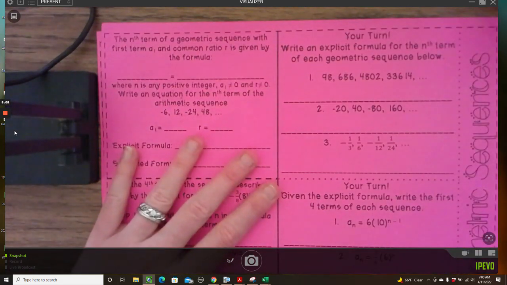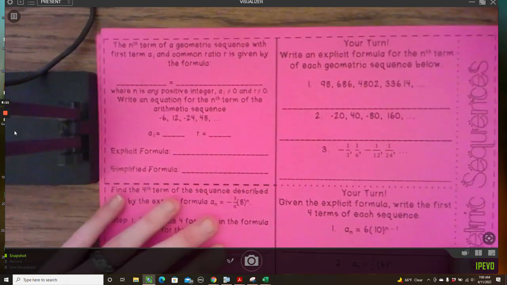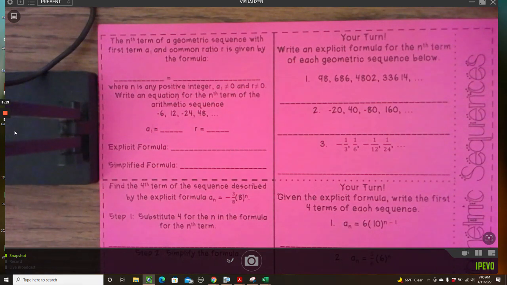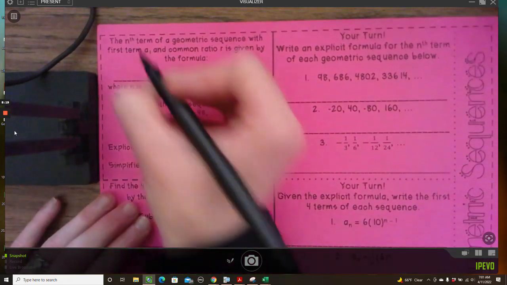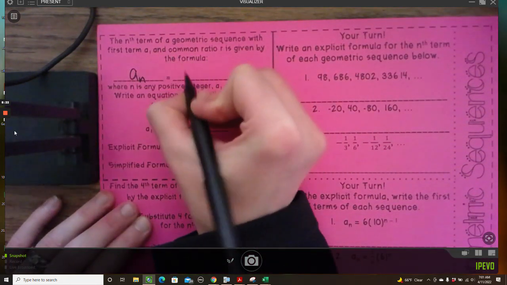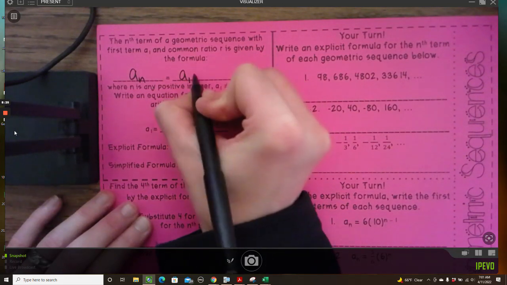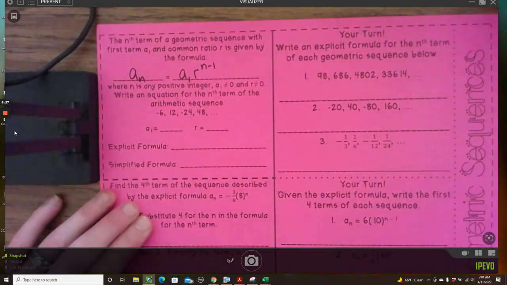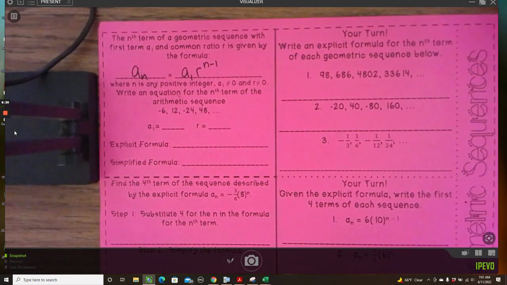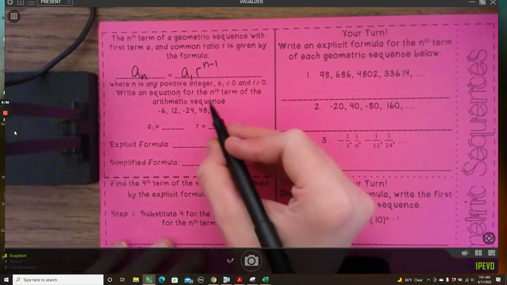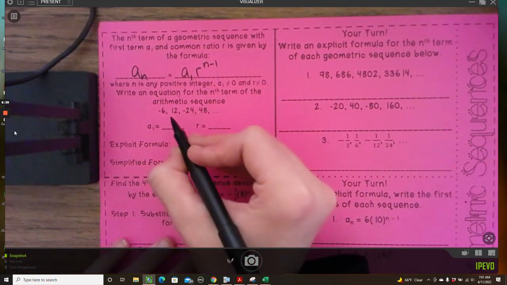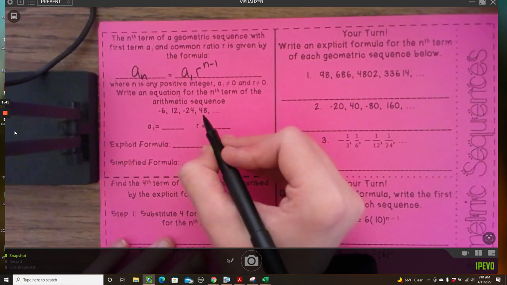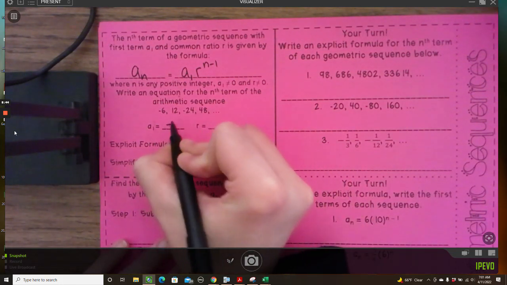All right, so geometric. For geometric, the explicit formula looks a little bit different. The nth term of a geometric sequence with first term a1 and common ratio r is given by the formula a of n equals a1 times r to the n minus 1, where n is any positive integer. A of 1 cannot equal 0, and r cannot equal 0. So we're going to write an equation for the nth term of the geometric sequence negative 6, 12, negative 24, 48. We know our first term, a1, is negative 6.